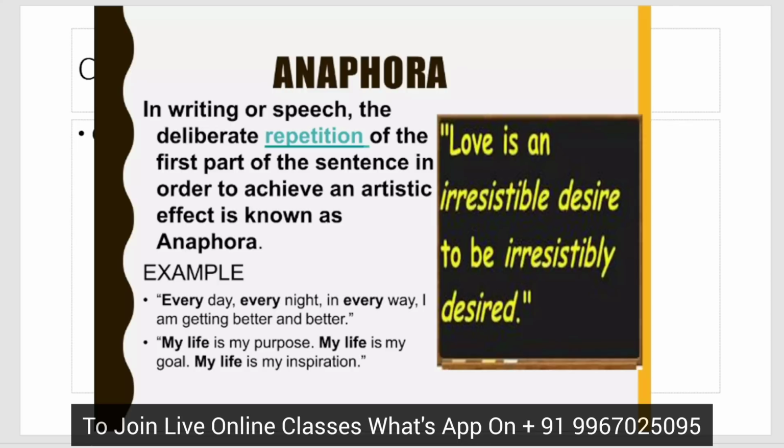The next type of figure of speech is anaphora. Anaphora is the deliberate repetition of the first part of a sentence in order to achieve an artistic effect. Now here, it's not alliteration, please. Alliteration is the repetition of sounds. Anaphora is a repetition of the first part of a sentence. Every day, every night, in every way, I'm getting better and better. My life is my purpose. My life is my goal. My life is my inspiration. So "my life," which is used at the start of the sentence, is constantly repeated.